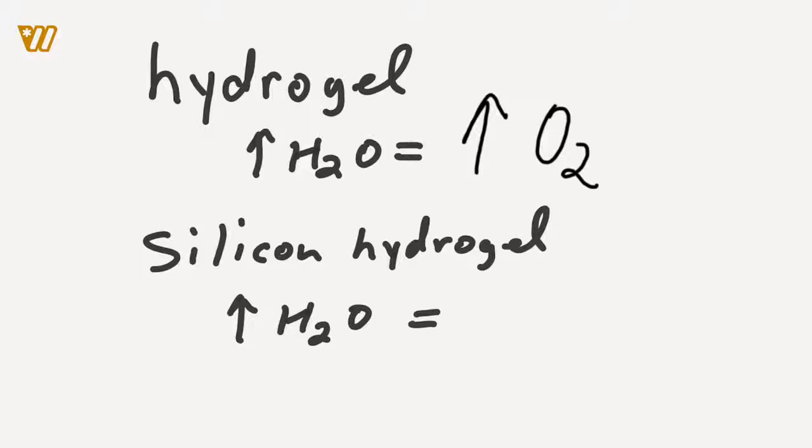Now in a silicone hydrogel, if you increase water content, remember that silicone doesn't like water. And so silicone transports oxygen more quickly than water. So if you increase the water content in a silicone hydrogel contact lens, what you're actually going to do is decrease the oxygen to the cornea. So you can highlight that in your text. High water content is going to equal a lower silicone content.